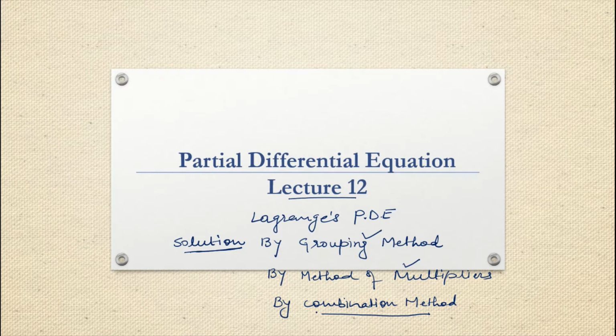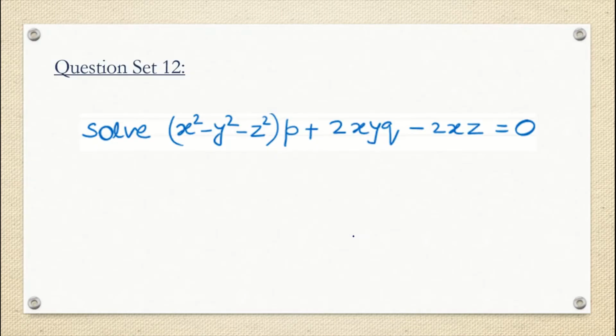That means in one question only we are going to take help of the grouping method as well as the method of multiplier. We are going to see which type of question needs these two methods. Fine. Okay, so we will be working on this question. Solve (x² − y² − z²)p + 2xyq − 2xz = 0.